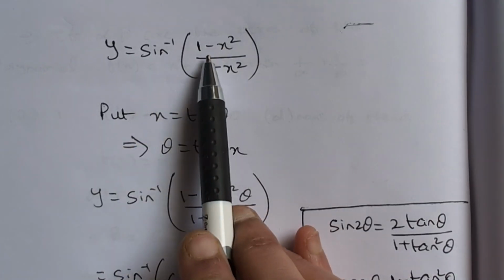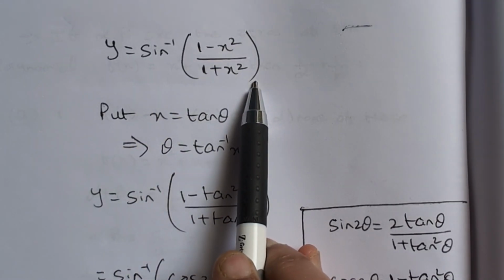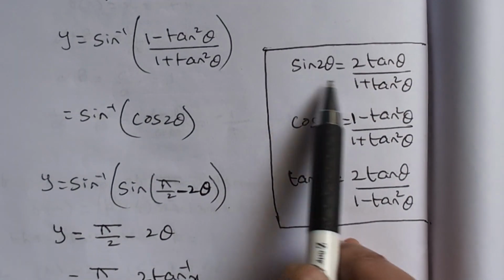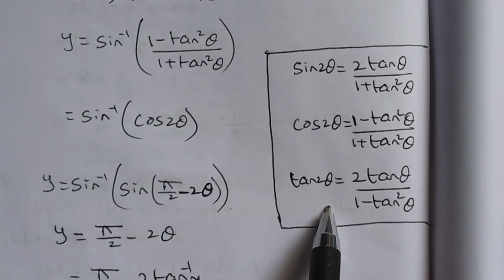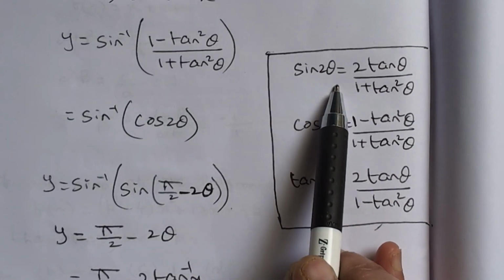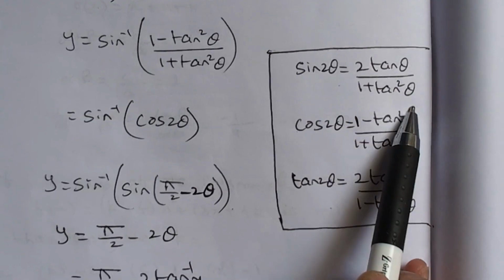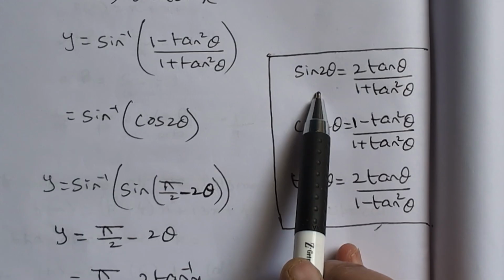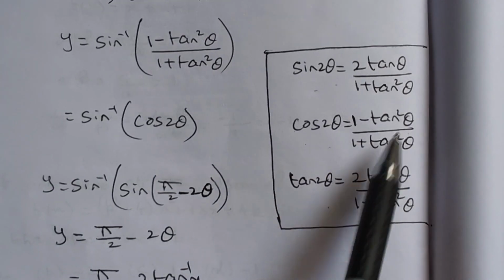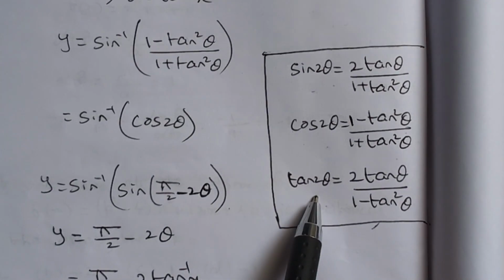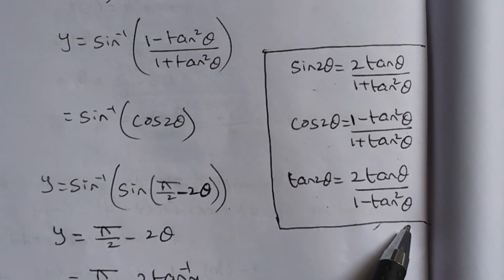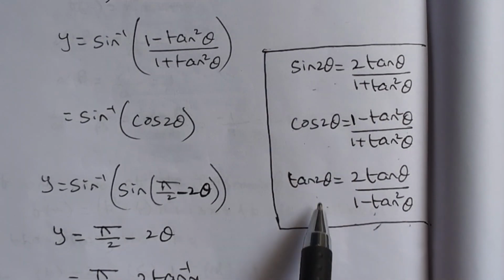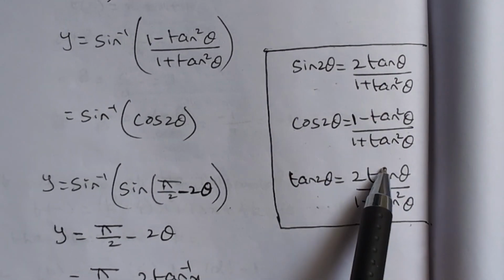Y equal to sin inverse of 1 minus x square upon 1 plus x square. Okay, now we remember three important formulas: sin 2 theta, cos 2 theta, tan 2 theta in terms of tan theta. Sin 2 theta is 2 tan theta upon 1 plus tan square theta; there is one more formula, 2 sin theta cos theta, which we did in the previous question. Cos 2 theta is 1 minus tan square theta upon 1 plus tan square theta, and tan 2 theta is 2 tan theta upon 1 minus tan square theta. So these three important formulas you have to remember.